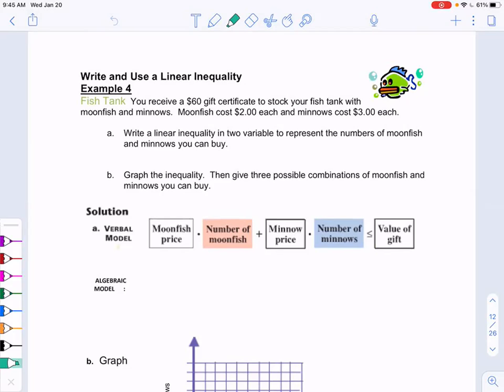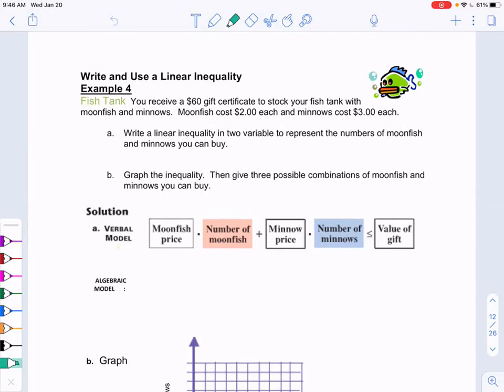All right, Jason, can you read us the problem here? What is bigger, a moonfish or a minnow?